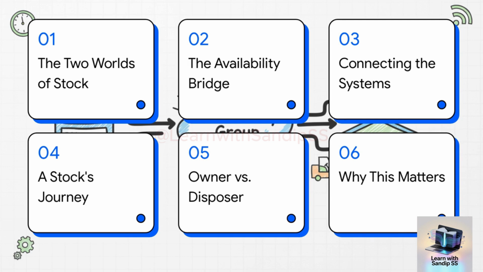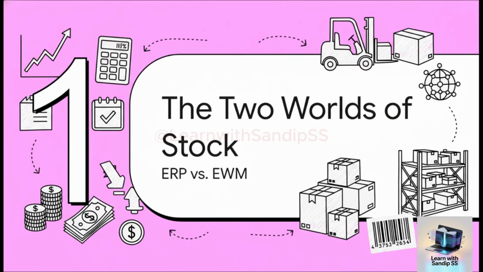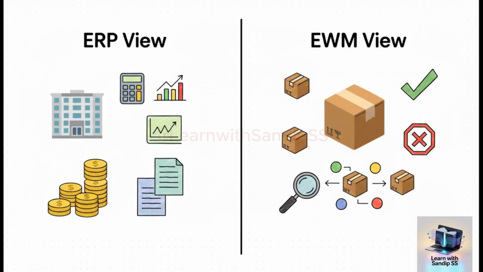Let's dive in. To start, you've got to understand that SAP ERP and EWM look at the concept of stock from two completely different perspectives. For the ERP, it's all about the money, the accounting, the high-level planning. But for EWM, it's about the physical reality, what's happening right now on the concrete floor of the warehouse. And you can really see that difference right here. On the left, you've got the ERP view. To the ERP, stock is just a quantity in a bucket called a storage location. That's it. It's an accountant's perfect world.